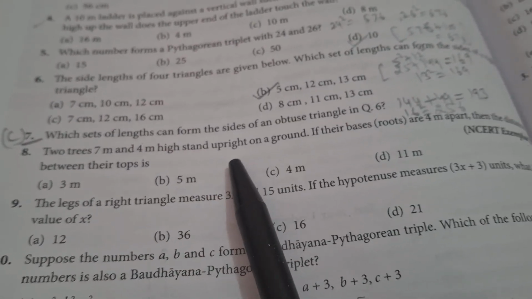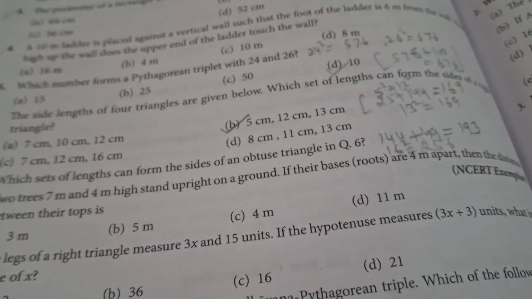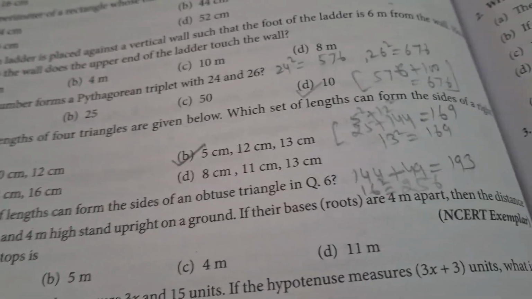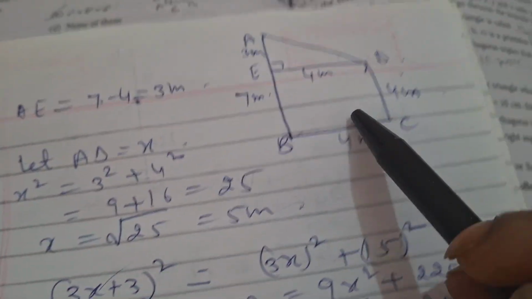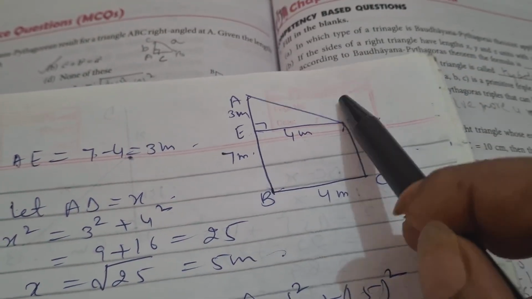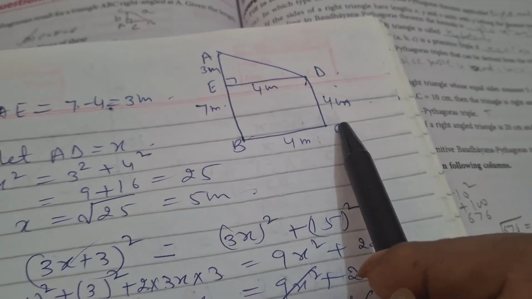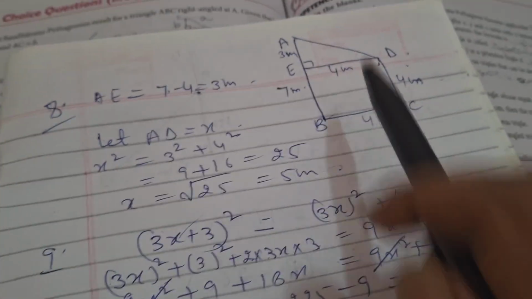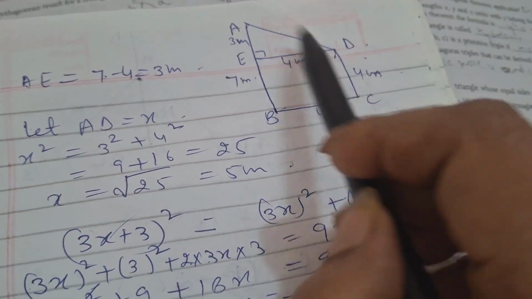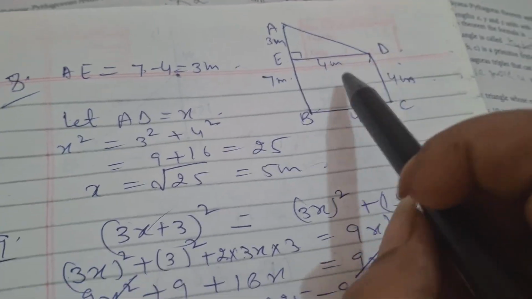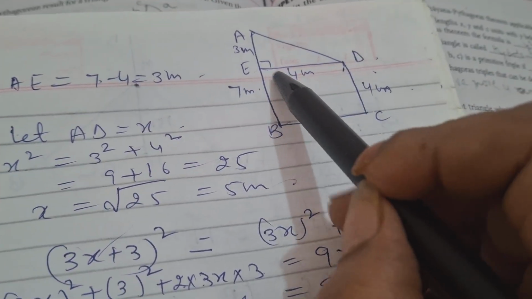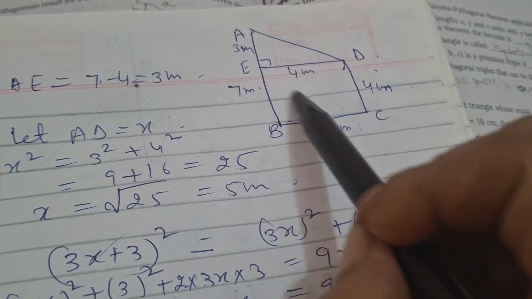Next, question number 8. Two trees, 7 meters and 4 meters high, stand upright on the ground. They are 4 meters apart. So you have to calculate the distance between their tops. So what you have to do, first of all, just make a parallel line.